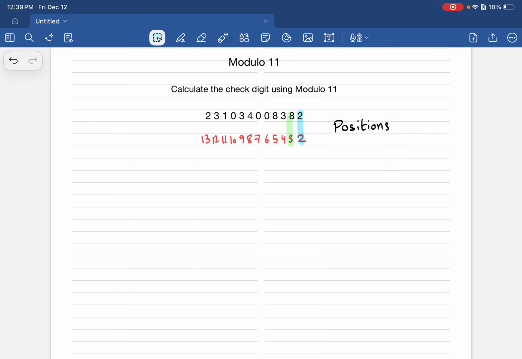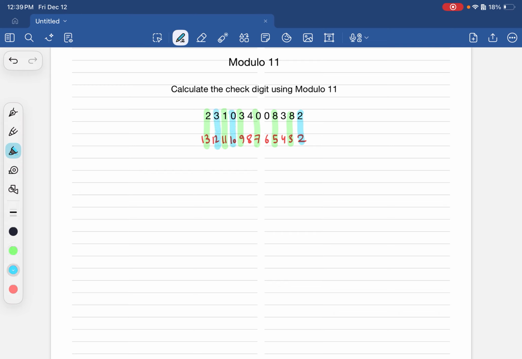Alright, so it has been given. Okay, so let me just use different colors so that it's easy to see which number I'm going to multiply with. Right, so let's do this quickly. Right, so I have 2 times 2, that's going to be 4. Okay, let me actually write this down.